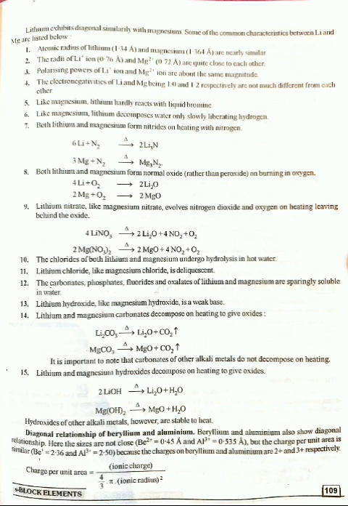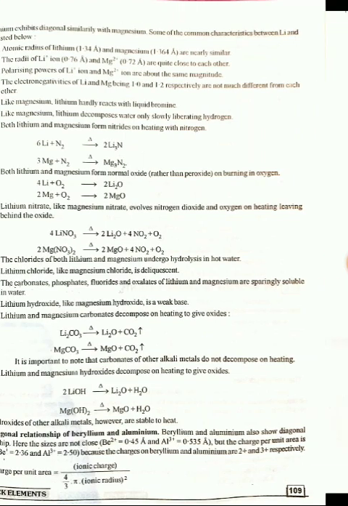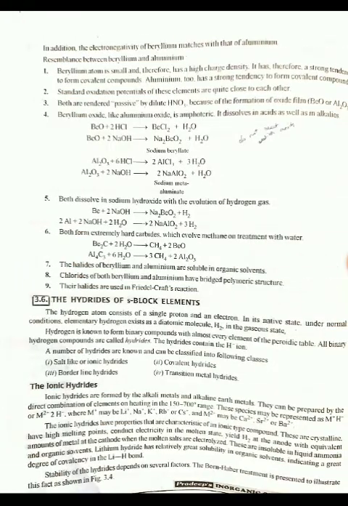Beryllium 2+ is equal to 0.45 Angstrom and aluminium 3+ is 0.535 Angstrom. But the charge per unit area is similar. Beryllium 2+ is 2.36 and aluminium 3+ is 2.50, because the charges on beryllium and aluminium are 2+ and 3+ respectively. Charge per unit area is equal to ionic charge upon 4/3 pi into ionic radius square. In addition, the electronegativity of beryllium matches with that of aluminium.